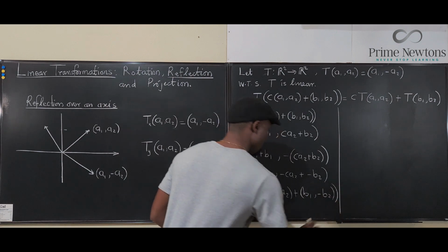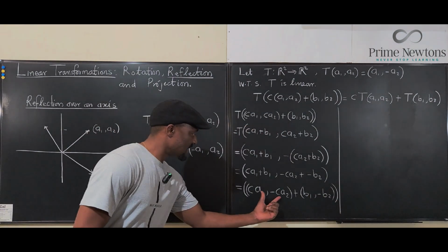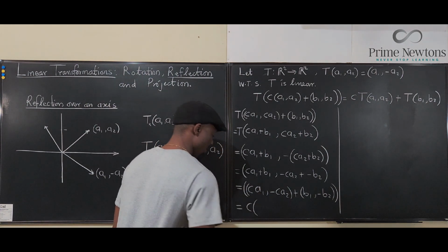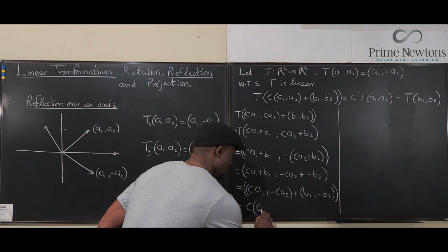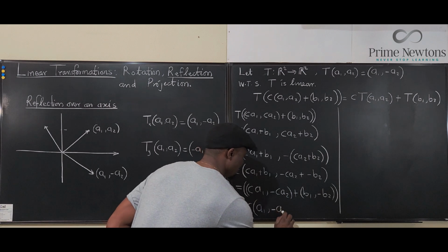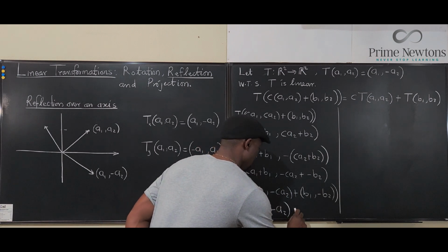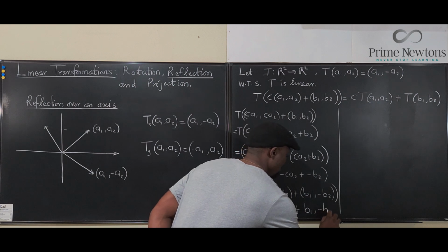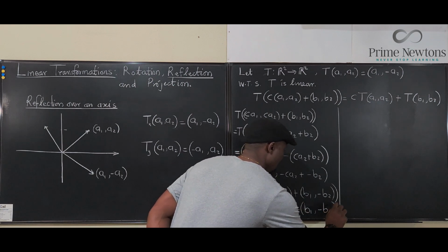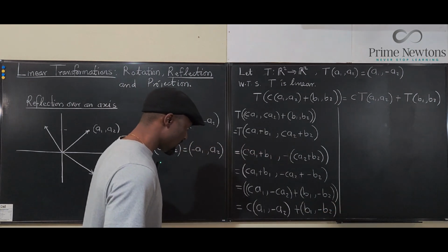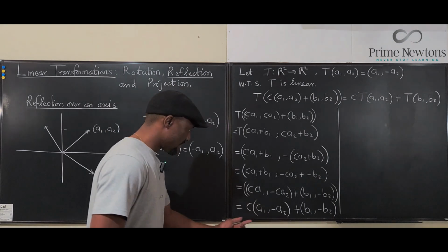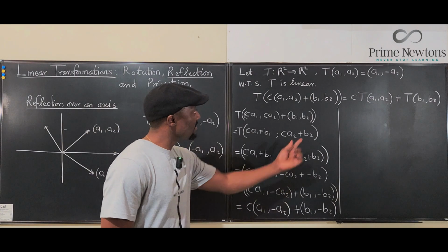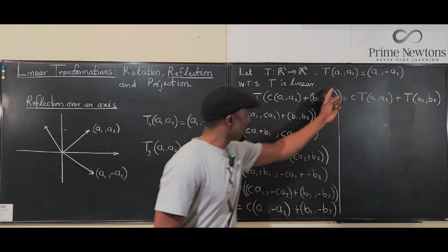Okay. Now I can take this C out. This is going to give me C times, here I have A sub 1, comma, negative A sub 2. Then I have plus B sub 1, comma, negative B sub 2. Okay. It looks like what I have here, this is the transformation of this right there.